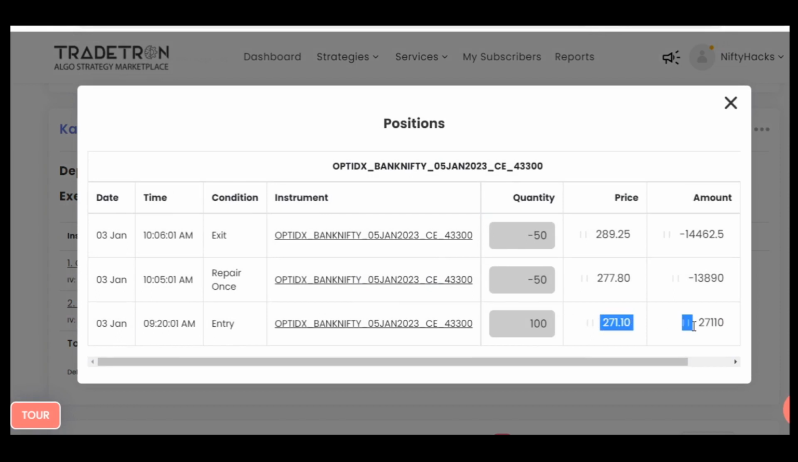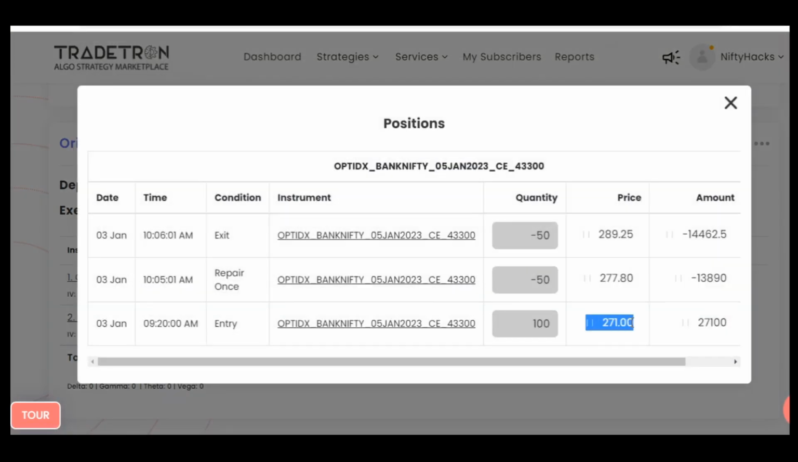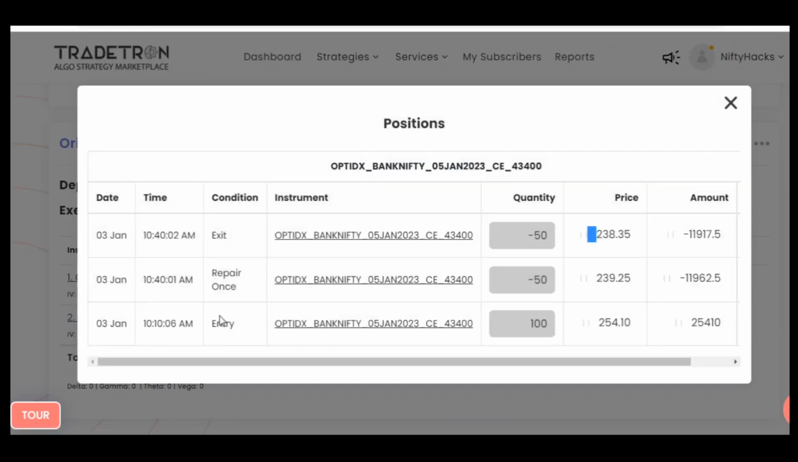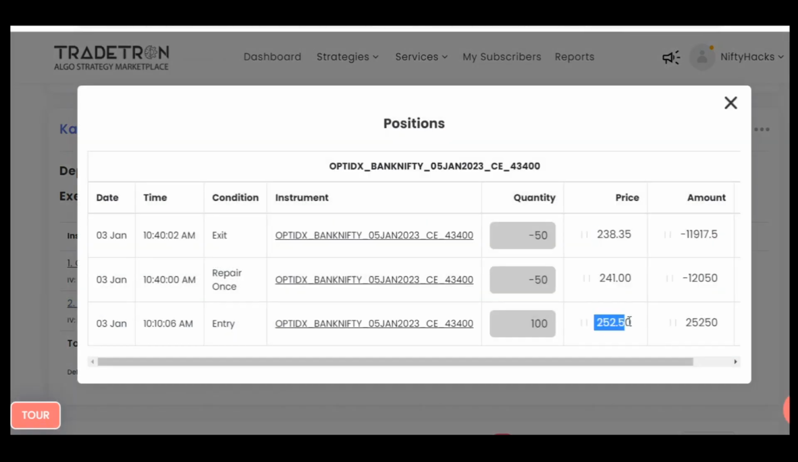Here at 9:20 we entered at 271 and exited at 10:05 and 10:06 at 277 and 289 price respectively. In the original version also 271 is the entry at 9:20, and 277 and 289 are the exit prices at the respective times of 10:05 and 10:06. In the original strategy the second entry, again on the call side, is taken at 10:10, exits are at 10:40 and 10:40, and the entry price was 254. Here in the modified version the entry price is 252. So here lies the difference, the 200 rupees P&L difference.